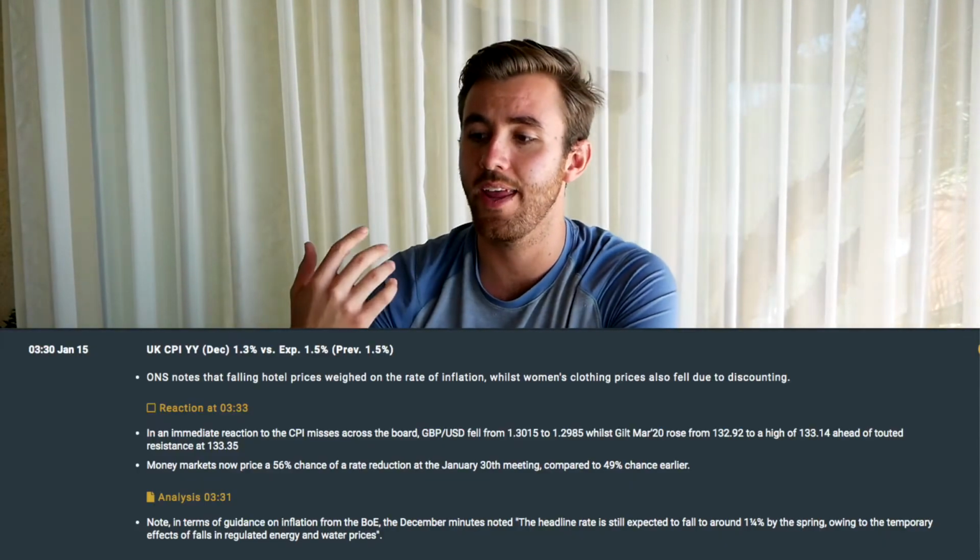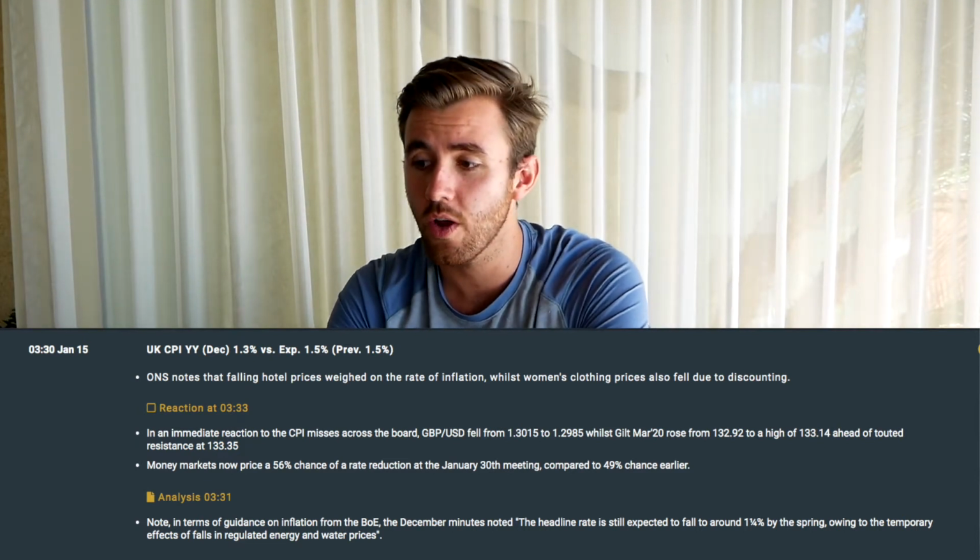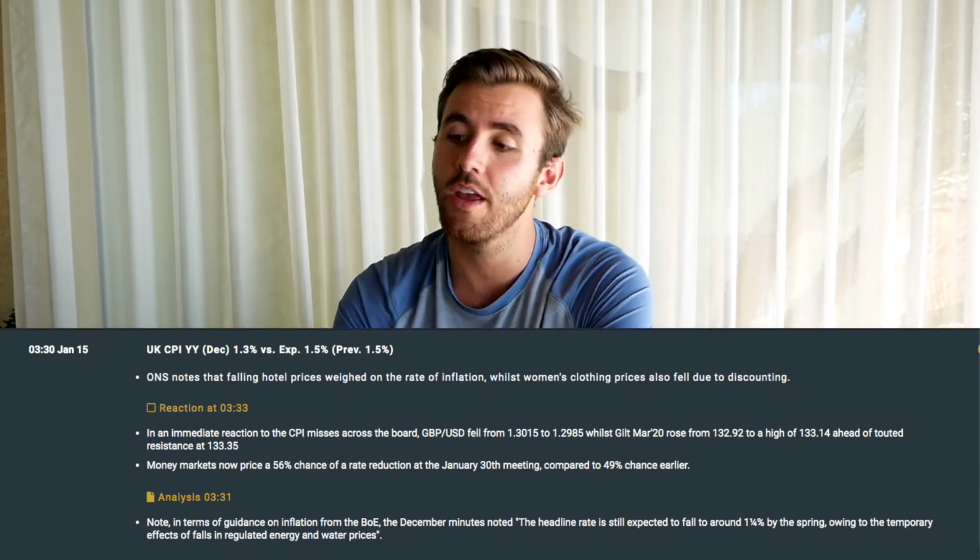We get the report filled in text a couple of seconds later, although the Squawk is optimal because it is the fastest way to get news. So we see here in the report that the UK CPI year over year was expected at 1.5%, but the report was 1.3%. Again, disappointing data, which leads into an opportunity to sell the British pound.